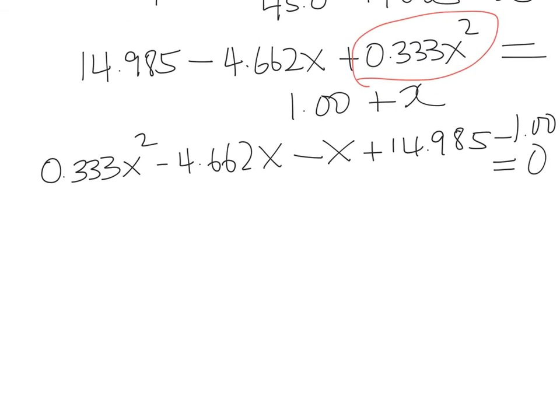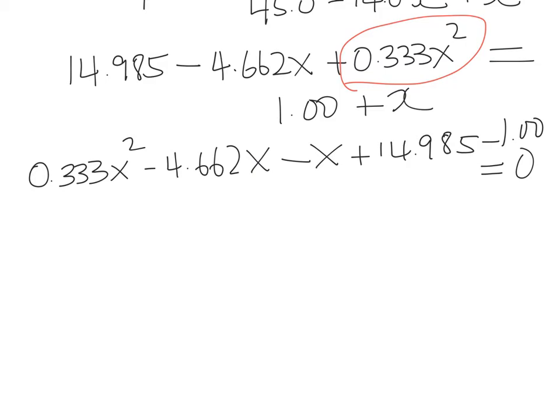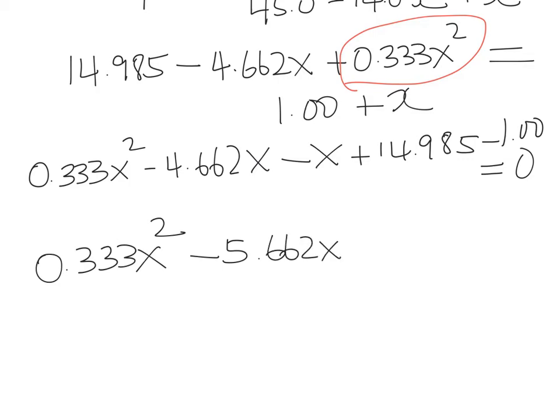And finally, I simply collect my like terms. So I'm going to write 0.333x squared minus 5.662x. And how did I get minus 5.662? Minus 4.662, add it to minus x. And finally, I'm going to take 14.985 and subtract 1 from it, and I will get 13.985 is equal to 0.